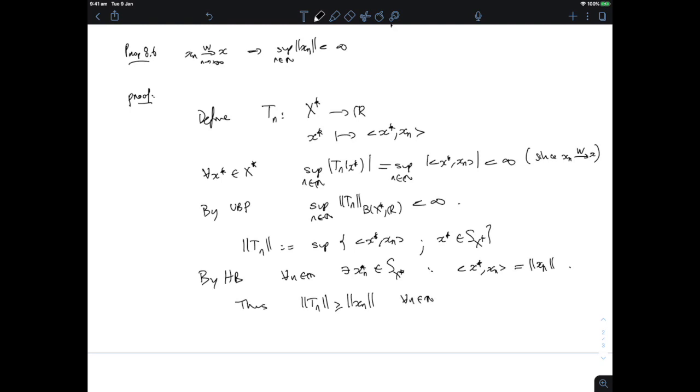So we have that, but we've shown that the supremum of the norm of Tn was finite, and therefore the supremum of the norm of xn is finite too. That concludes the proof of this proposition. So weakly converging sequences, of course, don't have to be strongly converging. Well, I say of course, this is not completely obvious at this stage, but there certainly are weakly converging sequences that are not strongly converging. But on the other hand, they at least have to be bounded.